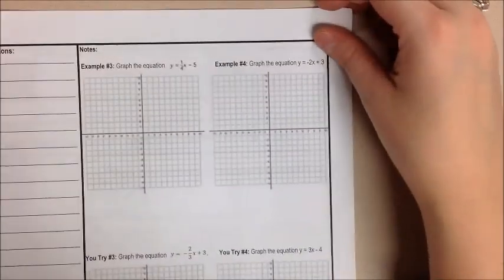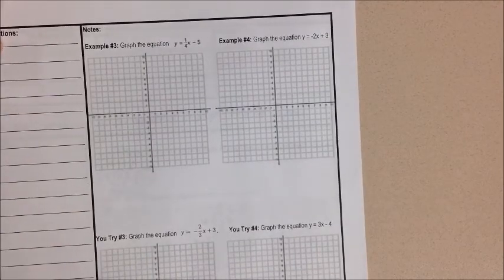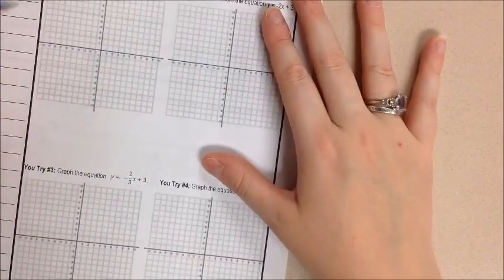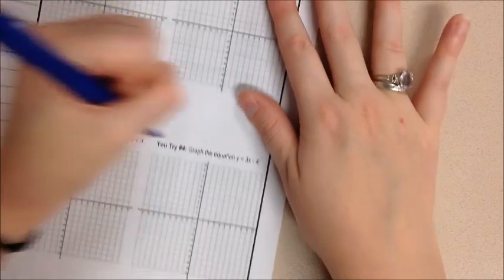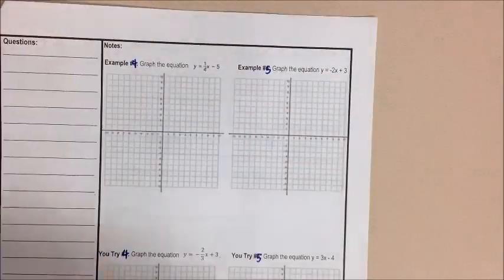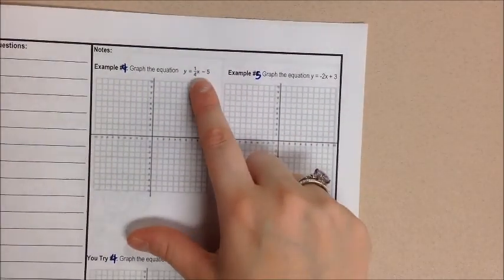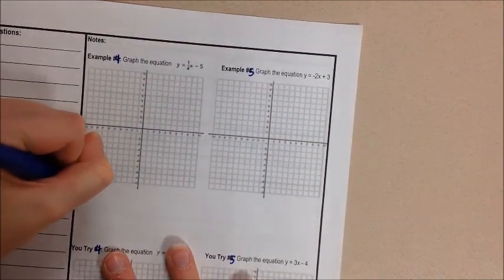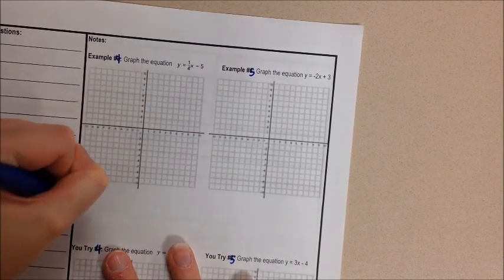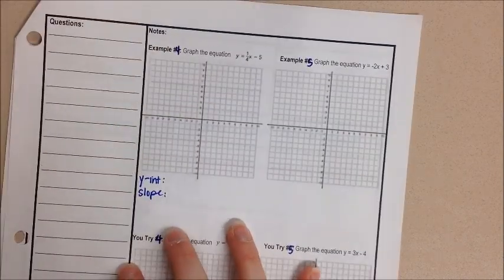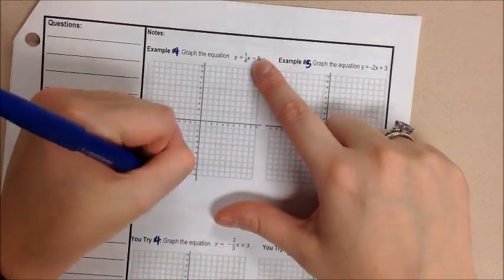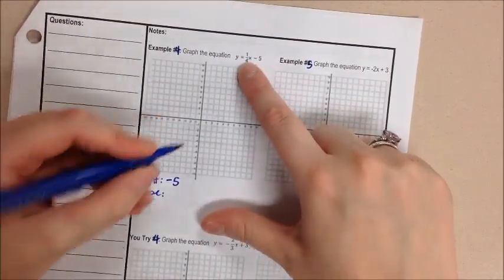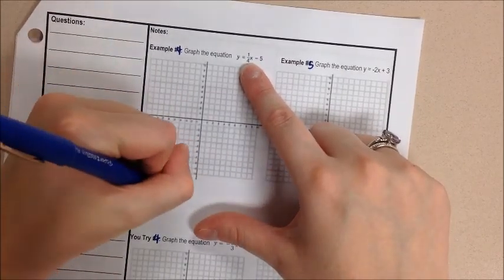Now we're going to graph both of these, and then the U-tries are down there. This should actually be 4 and 5: example 4, example 5, U-try 4, and U-try 5. I guess I got a little bit off. Here's my slope-intercept form. I need my y-intercept and my slope. Those are the two things I need to graph. My y-intercept is going to be -5, and my slope, whatever's in front of the x, is 1/4.